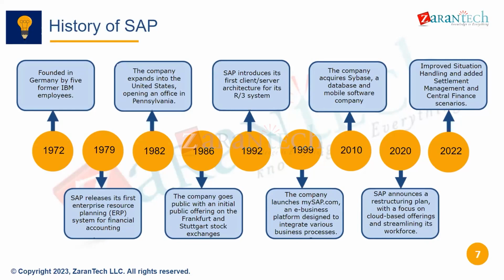And in 1992, SAP introduced its first client-server architecture for its R3 system. The R3 system is also called a three-tier architecture system. That means the database layer, application layer, and presentation layer. Three layers will be there, which ensures quicker processing of the transactions.